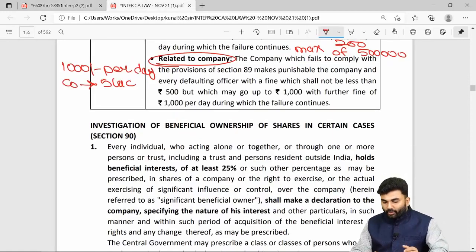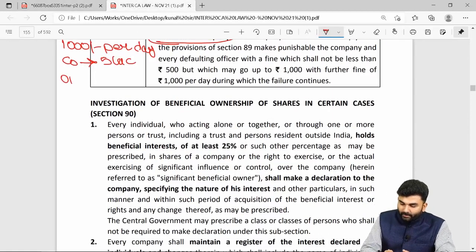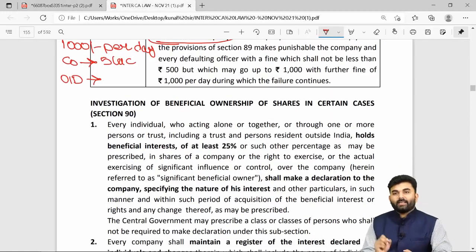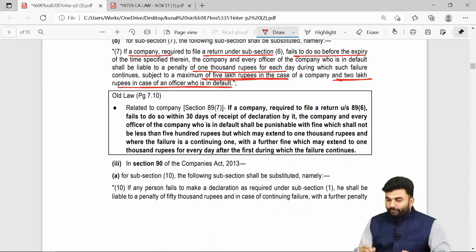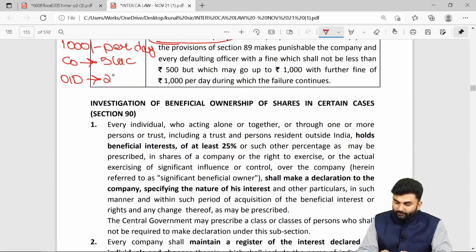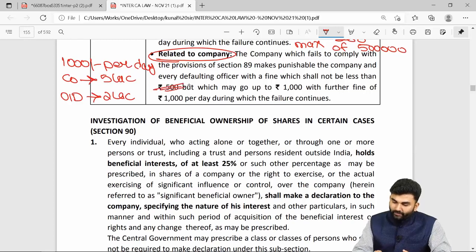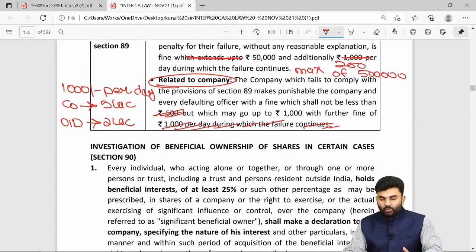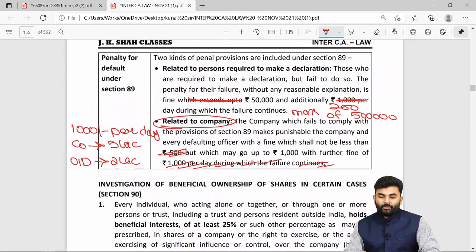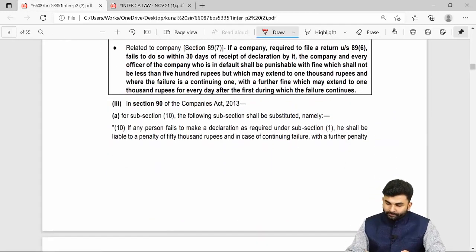An officer in default will be asked to pay a maximum penalty. OID stands for officer in default. The maximum penalty for OID, that is officer in default, will be rupees 2 lakh. Okay. So you need to remove this word 500. You need to remove this further rupees 1,000. So over here, under section number 89, you need to make 2 changes inside the penalty provision.